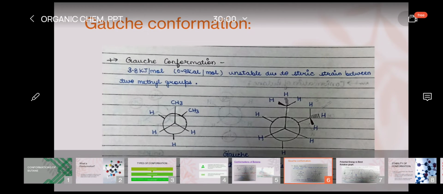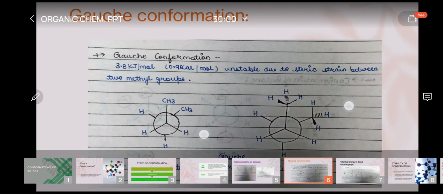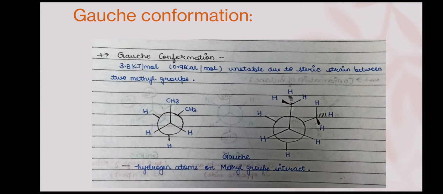Okay, yeah. So here is a brief description of what the gauche conformation actually means. A gauche conformation is unstable due to steric strain between two methyl groups. Two factors come into play when it comes to the stability of conformations: one being torsional repulsion and the other being steric repulsion. Steric repulsion is driven by the size of the molecules.